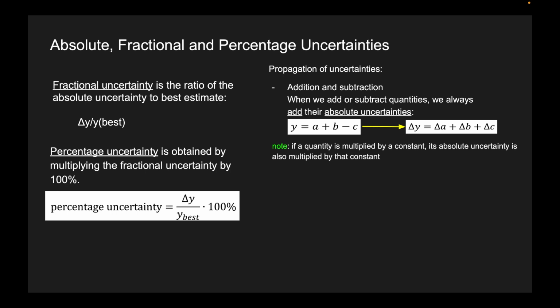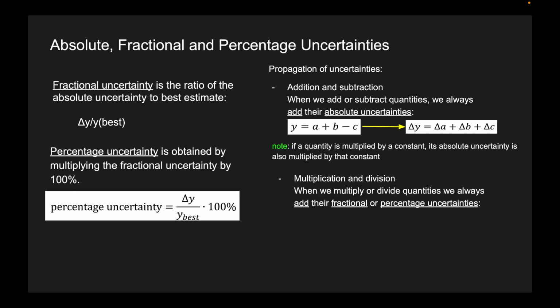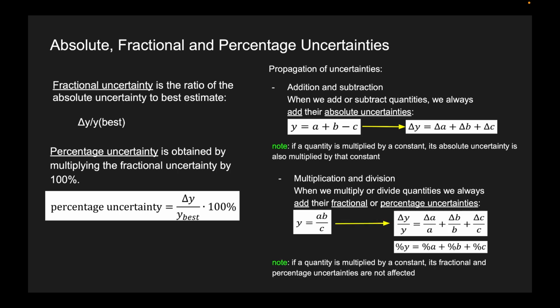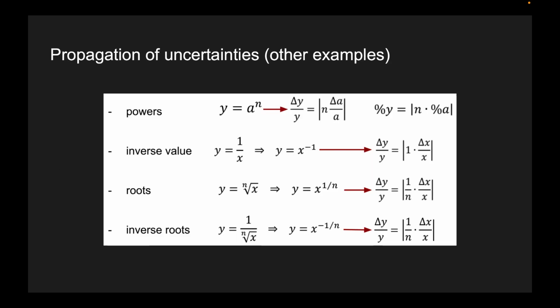And if a quantity is multiplied by a constant, its absolute uncertainty is also multiplied by that constant. When we multiply or divide quantities, we always add their fractional or percentage uncertainties. And if a quantity is multiplied by a constant, its fractional and percentage uncertainties are not affected. Here are some other examples of propagation of uncertainties regarding powers, inverse value, roots, and inverse roots.